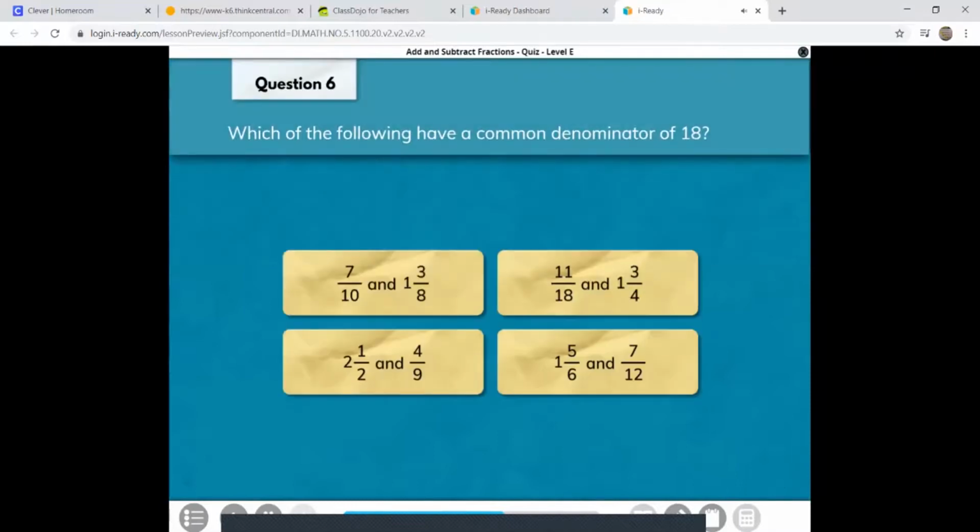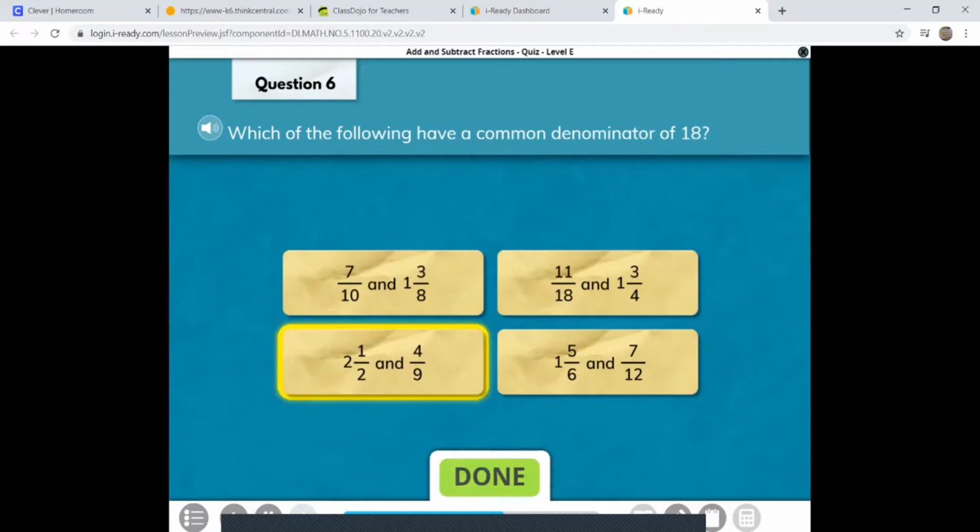Okay. Which of the following have a common denominator of 18? So which two denominators can you multiply to get 18? 10 times 8, that's 80. So no, that's wrong. 4 times 18, that's wrong too. 6 times 12, oh, that's 72, that's wrong. And 2 times 9, that's 18. So it has to be this one.